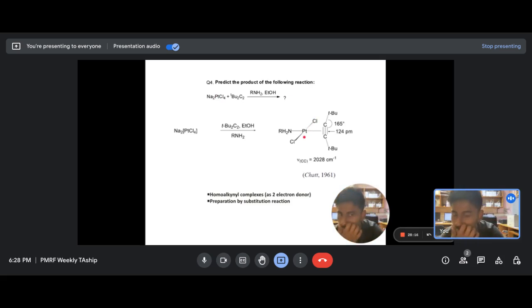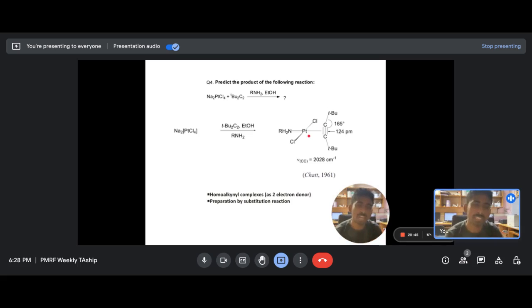They will be trans to each other to minimize steric hindrance, because they are quite bulky in nature. Since RNH2 goes by a nucleophilic attack on the platinum center to eliminate Cl-, on that vacant position this acetylenic system will come and bind to the platinum center. So this is the platinum 2 system, and no redox reaction is happening here.